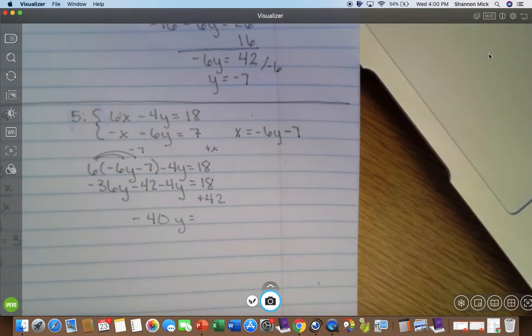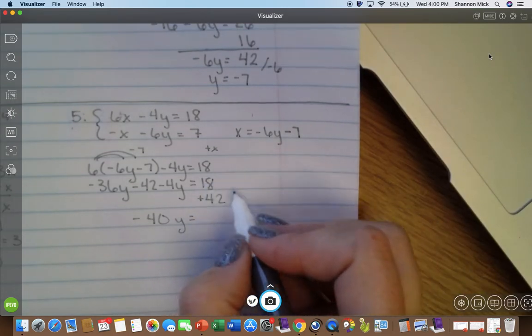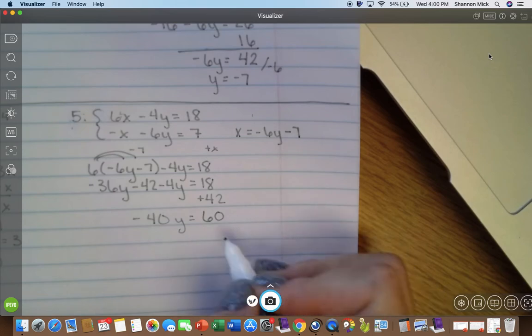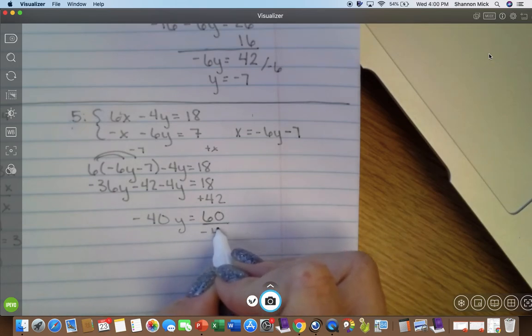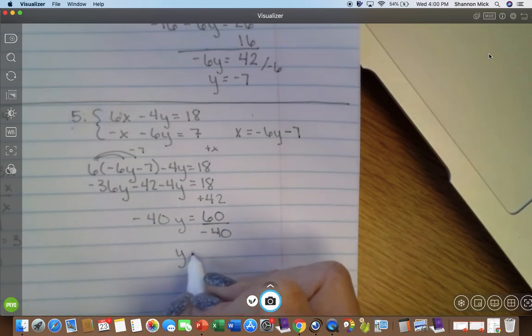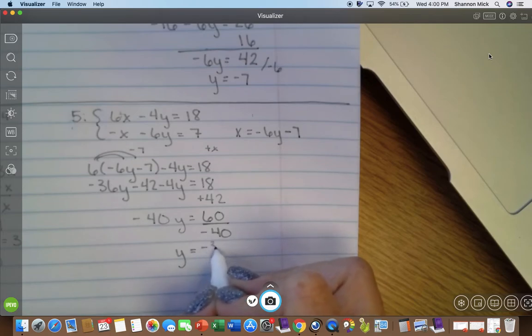For some reason my brain wants to say that as wrong. Nope. Negative 40y equals 60. Not all peaches and cream always, right? So divide by negative 40, so y equals negative 3 halves.